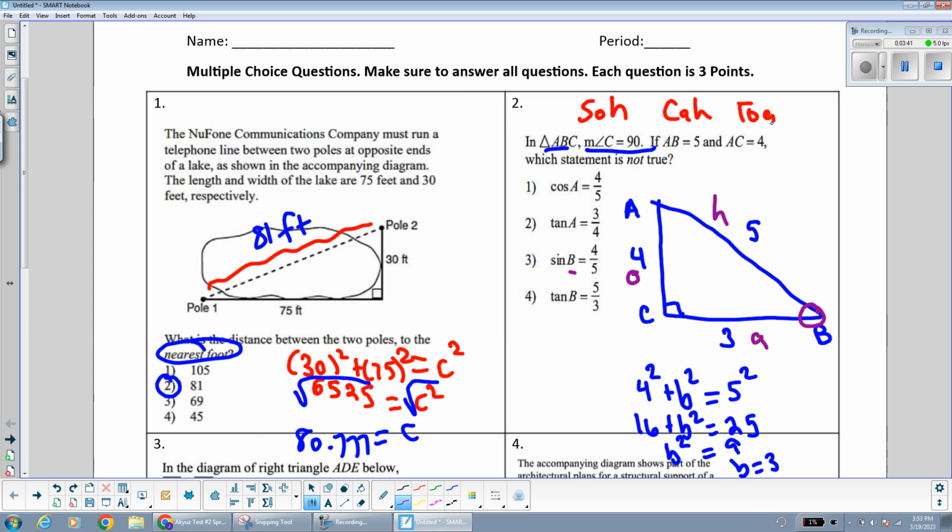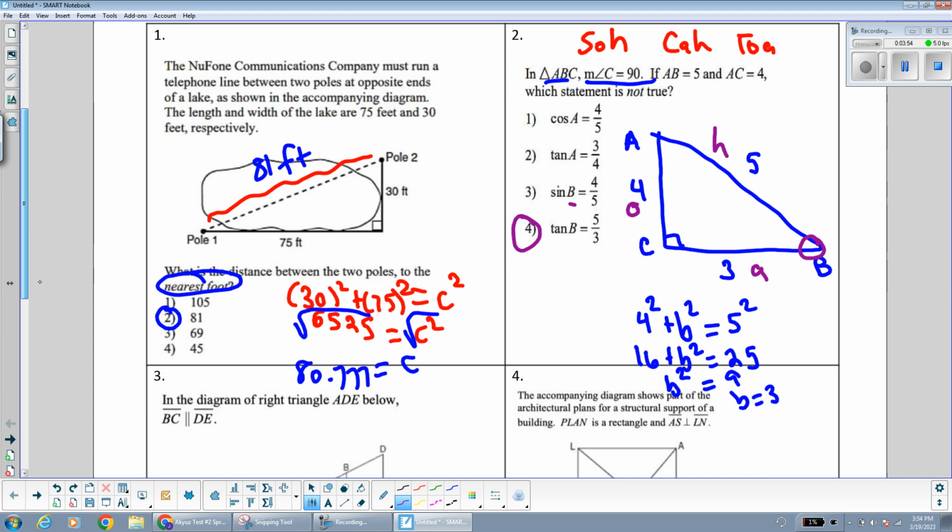Tangent is O over A. O is 4. A is 3. That's not this. This is 5 over 3. So answer choice 4 is not a correctly set up ratio. That is the correct answer here. It is not true.